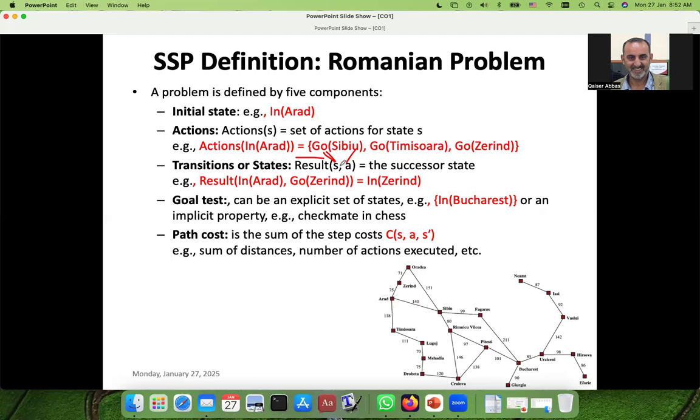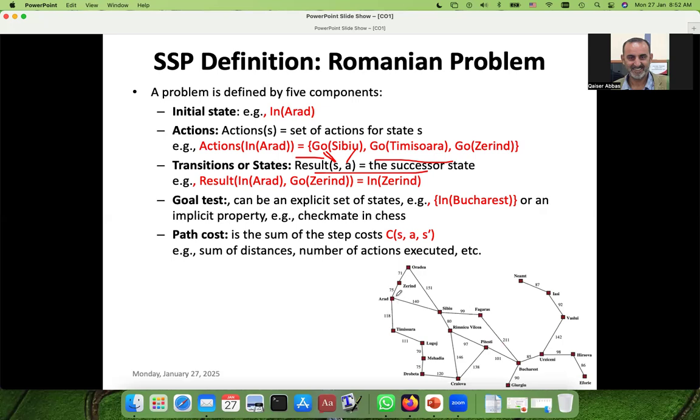When you perform this action on this state, you will reach the next state. That's why it is written here, the successor state, the next state. Successor means next state. So this is a kind of formula, and then you can apply this formula over the whole problem.